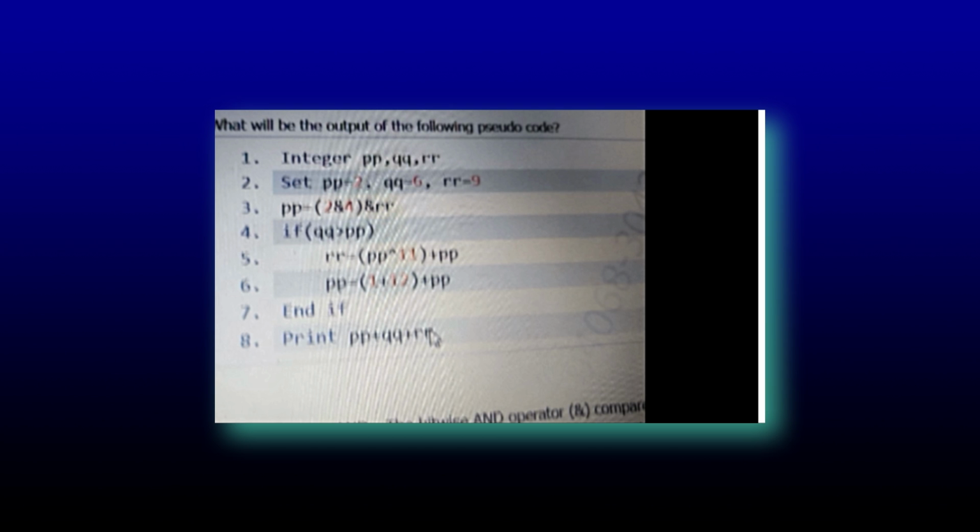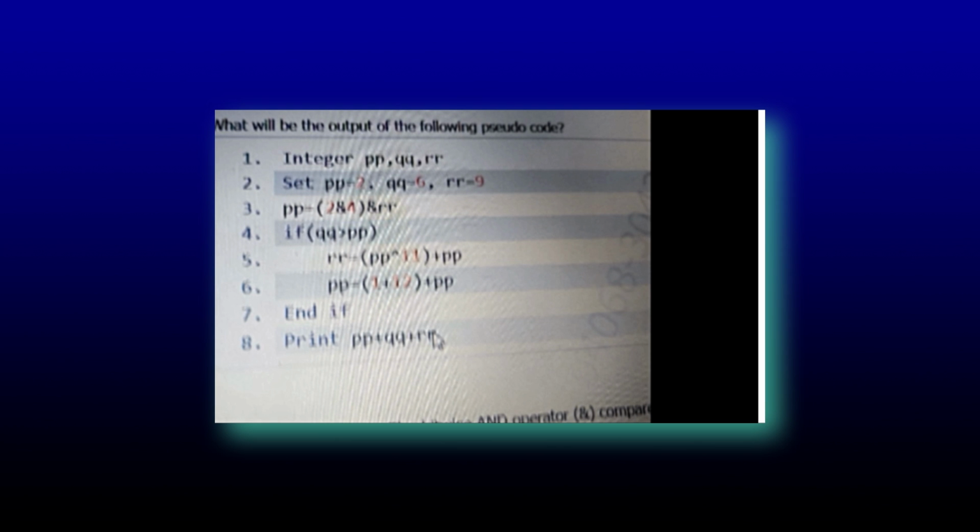In this case, as you can see, set P is equal to 2, and Q is equal to 6, R is equal to 9. And P is equal to 2 and 4, the bitwise AND operator, right? I hope you know how to remember the binary form of any decimal number. If you don't know, let me show you. It starts from 0, then 1, then 10, then 11. This is the binary form of 0, this is 1, this is 2, this is 3, right?